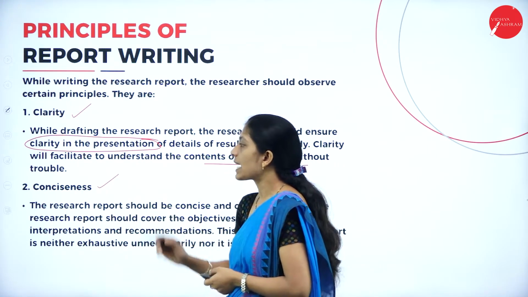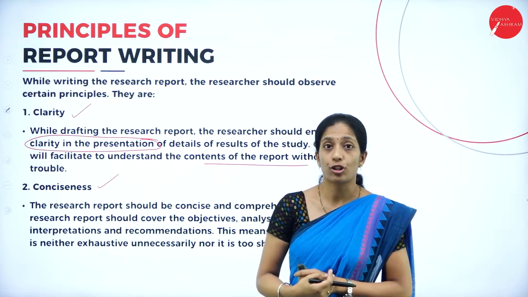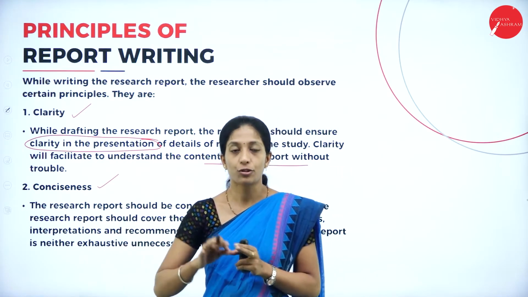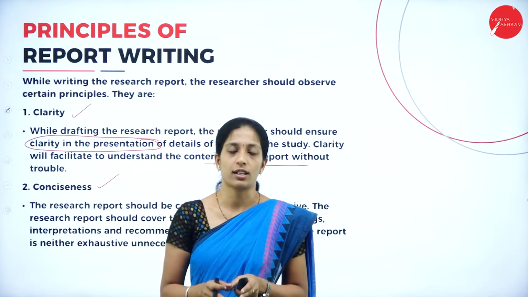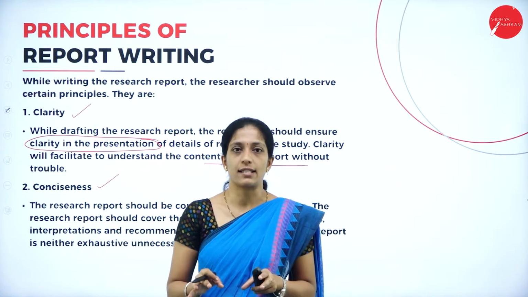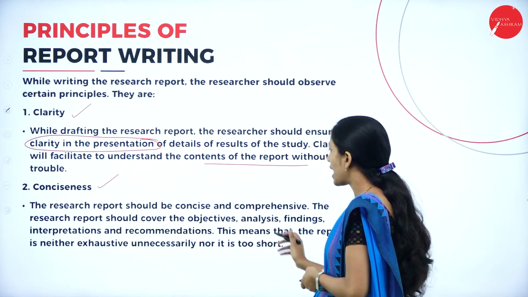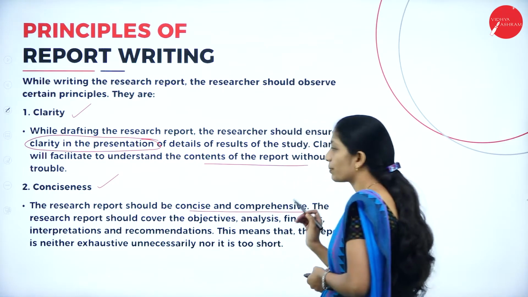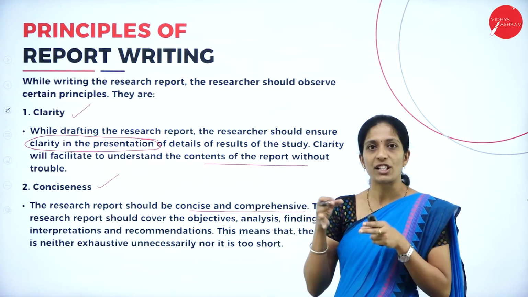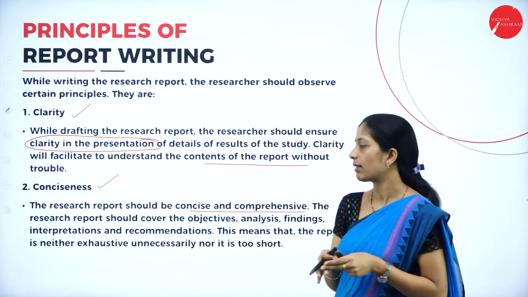And the next one is conciseness. Here the research report should not be too big or too lengthy, nor too short. So it should be medium in size. Okay, so that is conciseness. The research report should be concise and comprehensive. So it should be concise, at the same time it should have sufficient information in it.